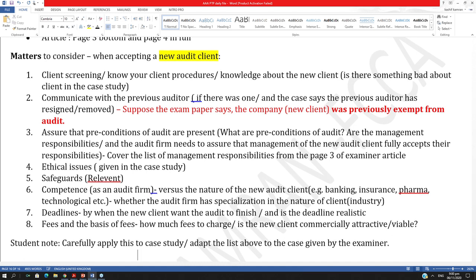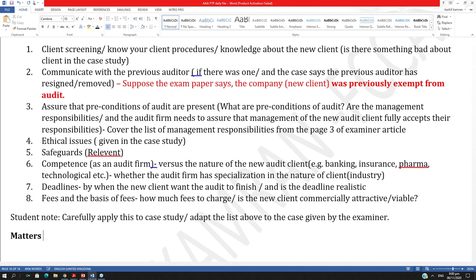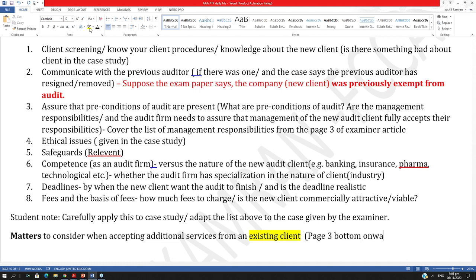Okay, let's start on matters to consider when accepting additional services from an existing client. Is it easier because we know the client, the existing client? So the checklist will become small, right? So you have to read page number 4, page 3 bottom onwards of the examiner article, for finding the answer. So now this time you are accepting additional services from your existing client.